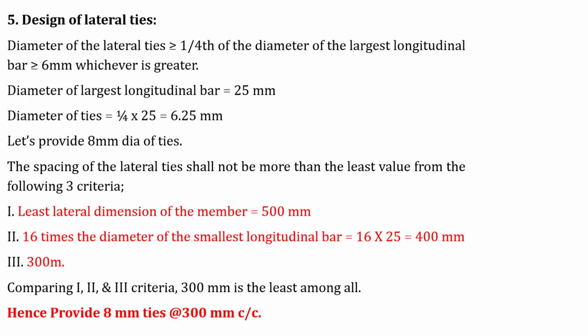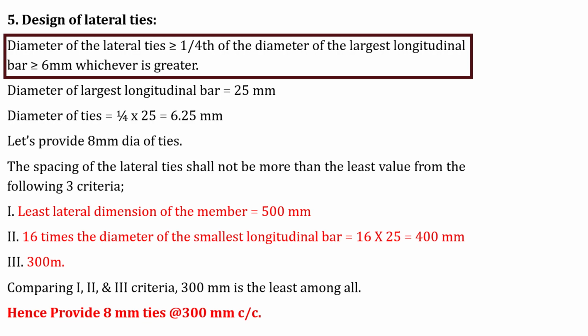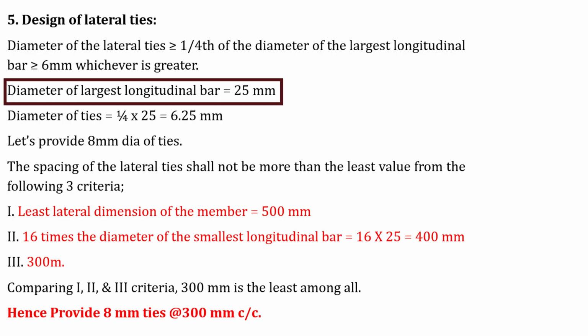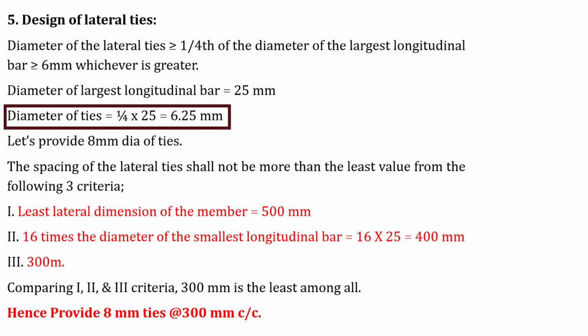Now, let's design the lateral ties. According to IS 456-2000, the diameter of lateral ties should not be less than 1/4 of the diameter of the largest longitudinal bar, and in no case less than 6 mm, whichever is greater. We have determined that the diameter of the largest longitudinal bar is 25 mm, so the minimum diameter for the lateral ties is 1/4 of 25 mm, which is 6.25 mm. Let's provide 8 mm diameter of ties to satisfy this requirement.